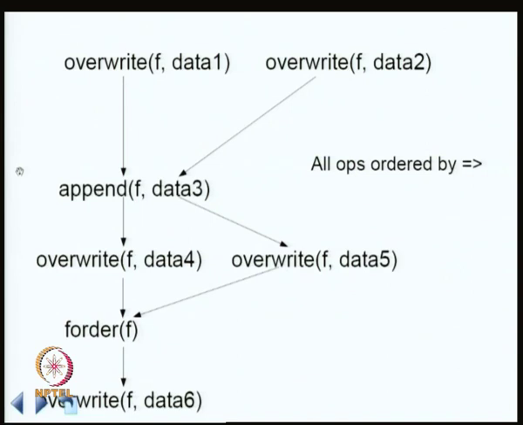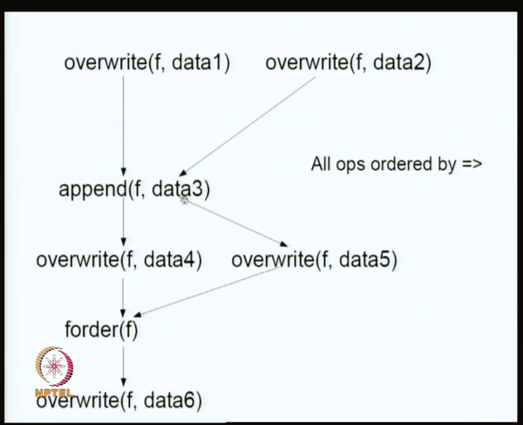To take an example, you have an overwrite of F with data 1, and again an overwrite of F with data 2. As mentioned, these are overwrites. That means that you are not changing the size of the file. And as per this ordering semantics, this can go in any order. We don't care whether this one goes to disk first or followed by this.